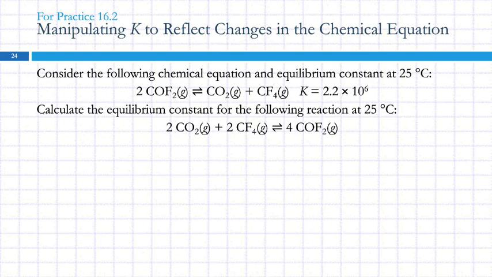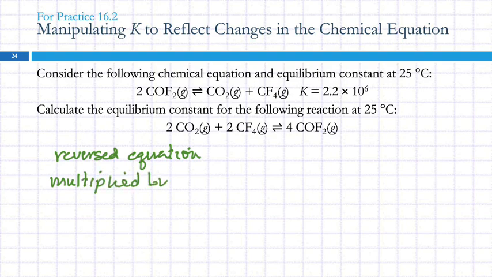Well, what's happened here? Yeah, we reversed the equation. And then what happened? We doubled it, right? Multiplied by 2. So K equals 2.2 times 10 to the 6.